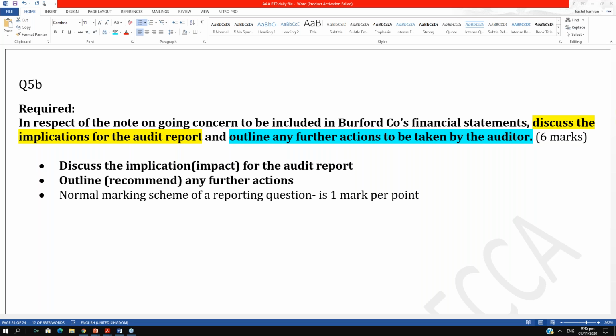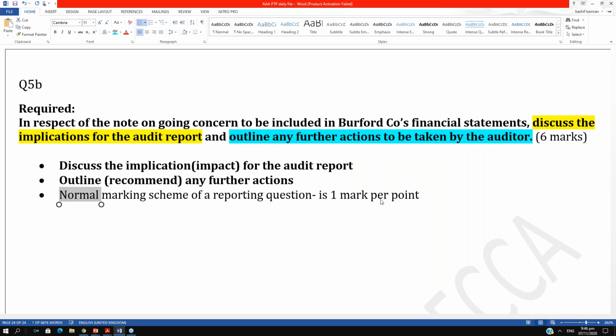Okay, that's great. So do we need to discuss two things here? The impact on the report and outline any actions? So we need to consider the impact for the audit report of what? In respect of the note on the going concern to be included in the Burford Company's financial statement.